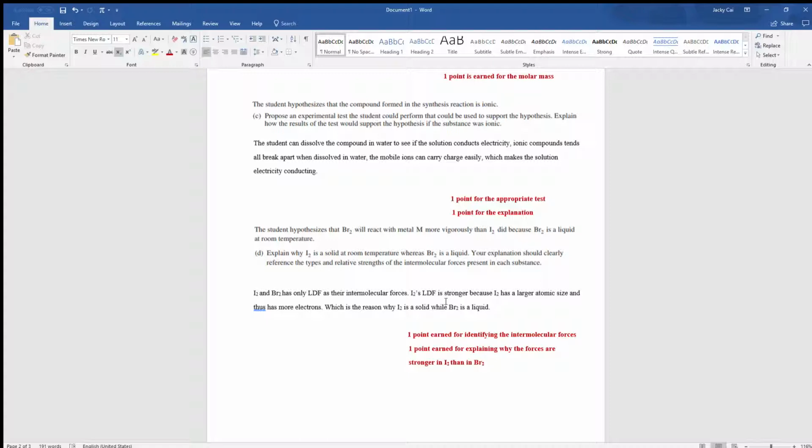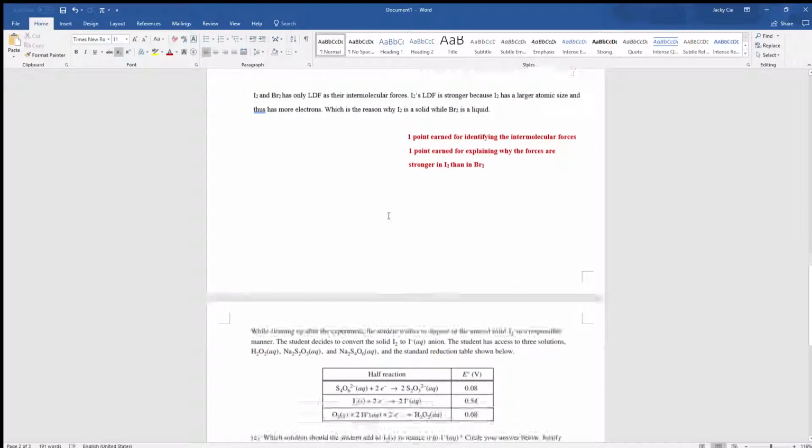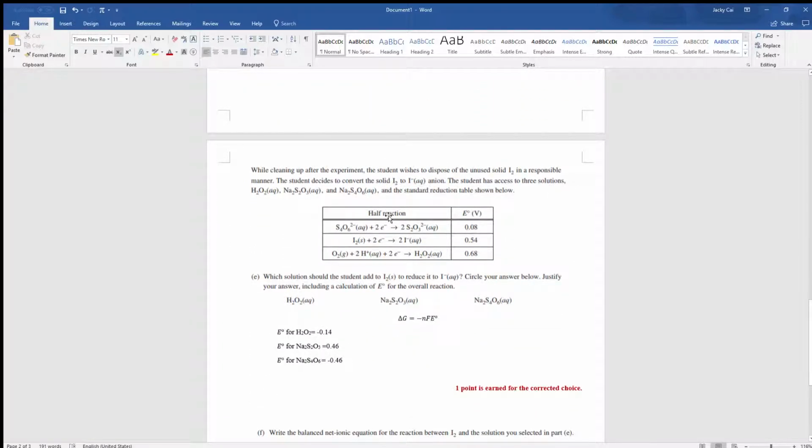And for this question, 1 point is earned for identifying the intermolecular forces for I2 and Br2, and another point is earned for explaining why the forces are stronger in I2 than in Br2. For part E, the question asks which one of these three solutions the student should add to I2 to reduce it to I-, and I2 will reduce to I- if the reaction is thermodynamically favorable. And what I did is I calculated the E value for the 3 solutions and compared the answers.